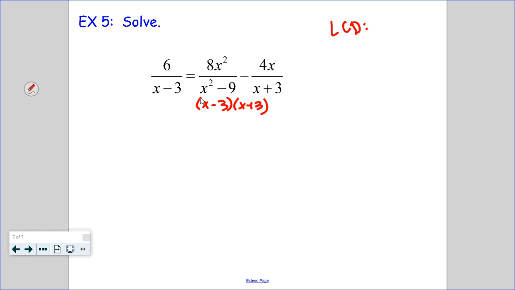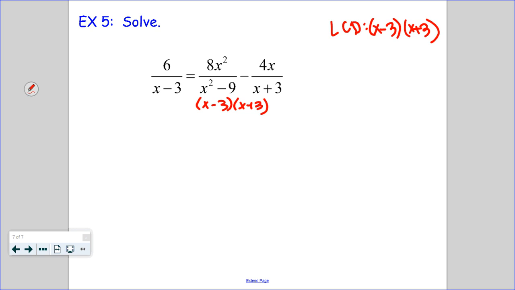Rylan, what'd you get for your least common denominator? X minus 3 squared times x plus 3. Okay, so the x minus 3 squared part, you don't actually need 2 of them, because I have 1 here and 1 here, so I only need 1. Does that make sense? Because if I multiply on both sides, that will cancel. I don't need 2 to be able to cancel. So just x minus 3, x plus 3. That's my least common denominator.